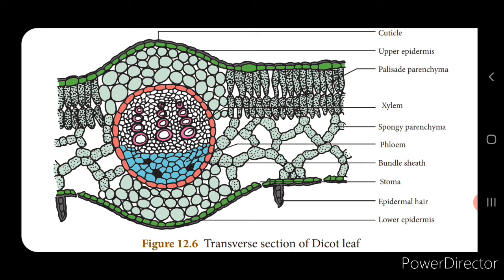Now, when we talk about the lower epidermis, this also consists of parenchymatous cells, and this also has the cuticle, that is a thin layer of cuticle, that is waxy substances.